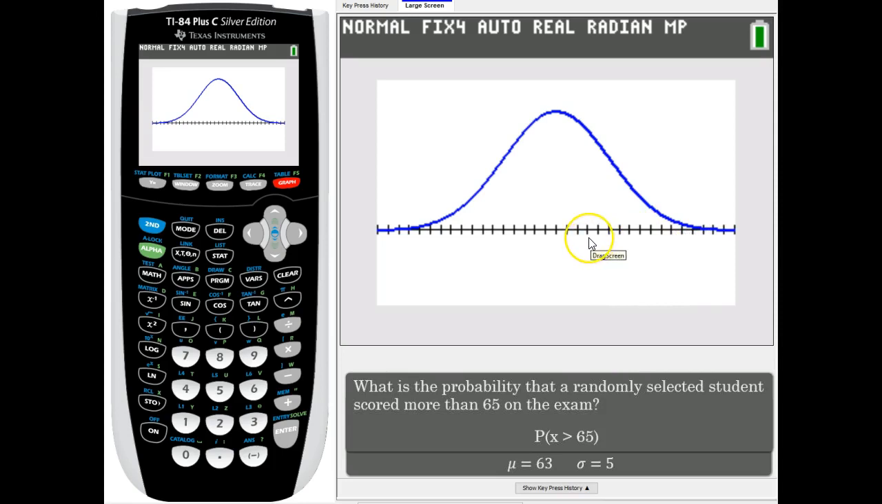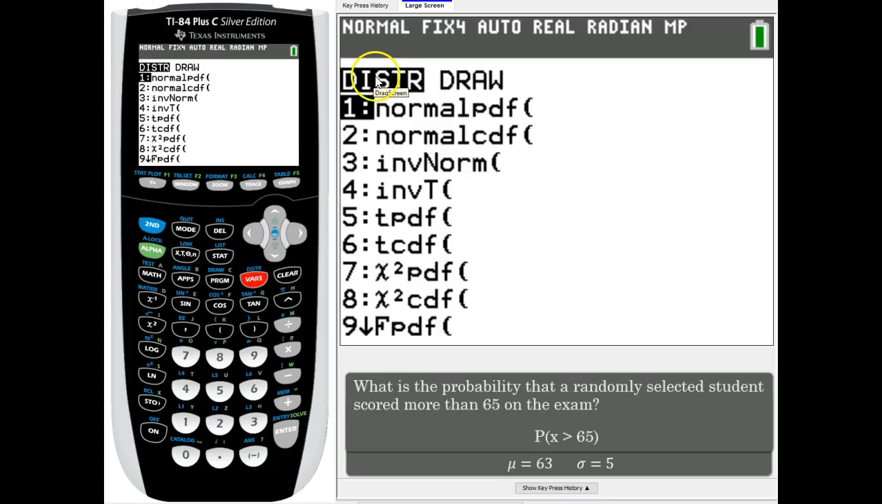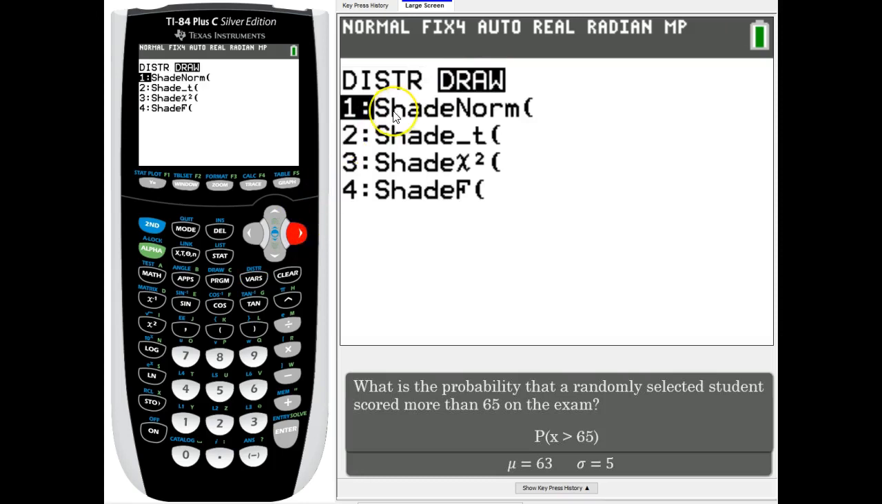Okay, so now that I know what my curve looks like, I want to know what more than 65 looks like. There's a couple of ways of doing this. One is I can graph it, and it will give me the answer, or I can do it mathematically. I'm going to do it both ways so you can see how to do that. To do it graphically, I'm going to go to second, distribution. Instead of staying in with distribution, I'm going to go to draw. I'm going to tell it to shade my normal curve.